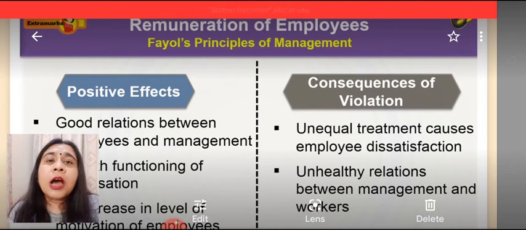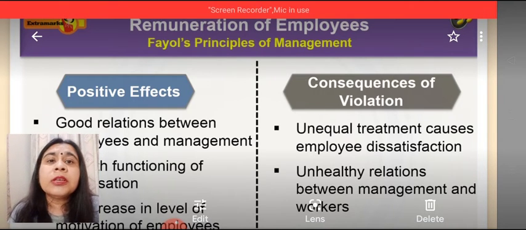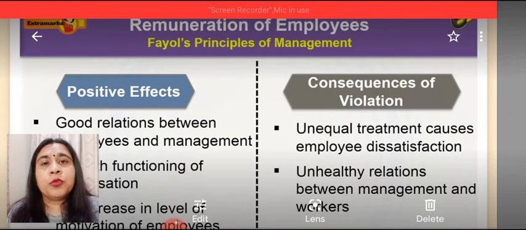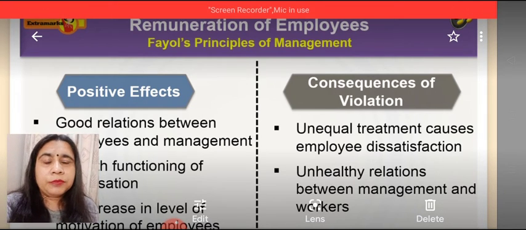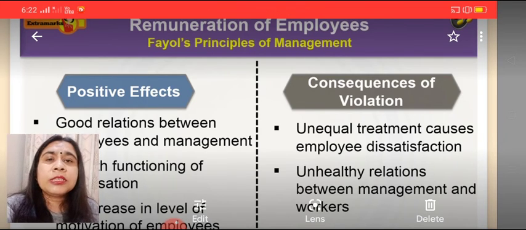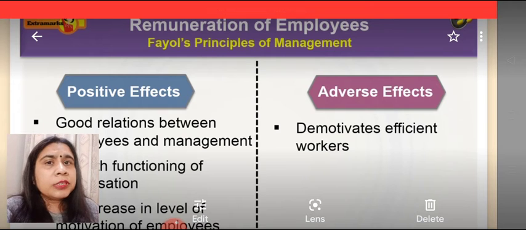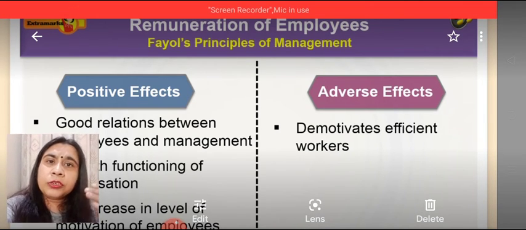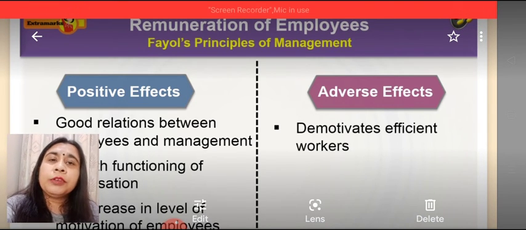Consequences of violation: unequal treatment causes employee dissatisfaction. Now, why does this happen? Because the salary would be justified. If you work more, you will get more. If you work less, you will get less. This may lead to unequal treatment and further lead to employee dissatisfaction. Secondly, unhealthy relations between management and workers may also develop. And what are the adverse effects? It demotivates efficient workers, because if efficient workers are given equal treatment, then it may lead to demotivation of the workers.